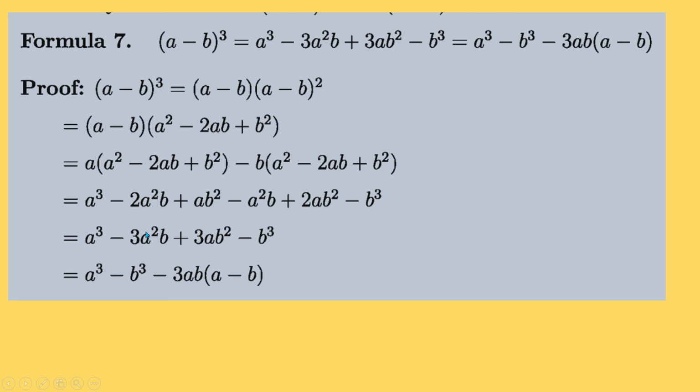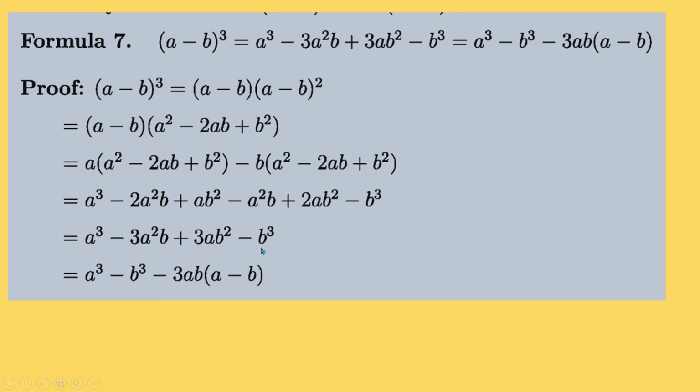Proof is the same as the previous proof. We can write (a − b)³ as (a − b)(a − b)². So (a − b) is fixed, and we can write (a − b)² as a² − 2ab + b². Now multiplying this and this, we get a into this minus b into this. Now a into this means a³ − 2a²b + ab², minus a²b + 2ab² − b³. Now we can write a³ − 3a²b + 3ab² − b³. And write in arrangement, that means a³ − b³ − 3ab(a − b).